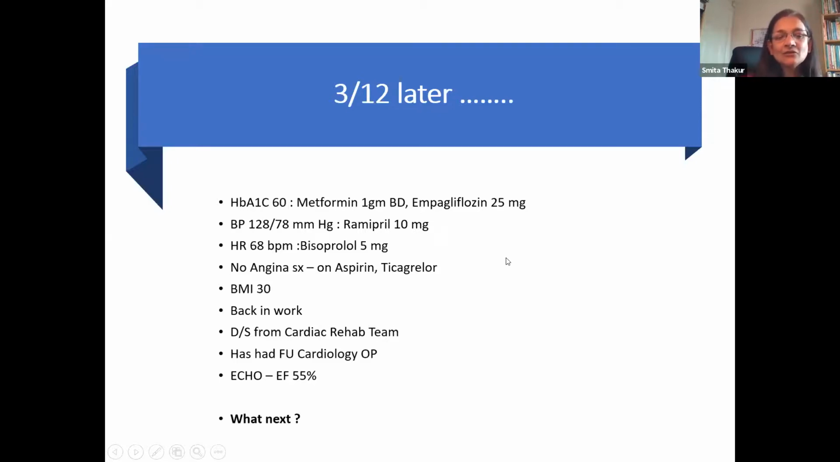So further on, when he was started on GLP-1, his A1C reduced further to 60. He's now on metformin 1 gram, empagliflozin 25. His blood pressure is to target on ramipril 10. His heart rate is 68 on 5 of bisoprolol. Not getting any angina symptoms, on aspirin, ticagrelor. BMI has come down. He's back in work. He's been discharged from the cardiac rehab team. He's had a follow-up in cardiology outpatients where he had an echo and his ejection fraction was 55%.